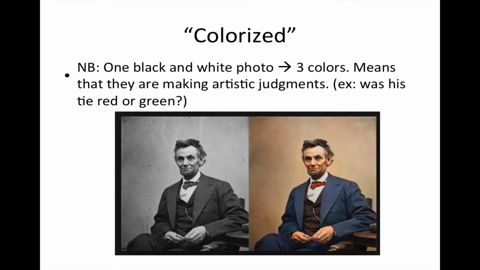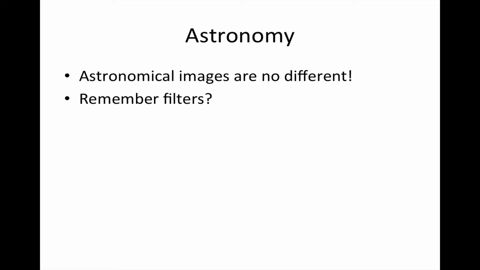But that artist is making a judgment call. They have taken one black and white photo and superimposed three colors on it. They've removed a lot of the dust and grit in the image. You can see that. But they're also making judgments. Like from that black and white image, can you tell if his tie is red or green? You probably can't. And so the artist made a judgment and said, okay, that shade of gray, I'm going to color red.